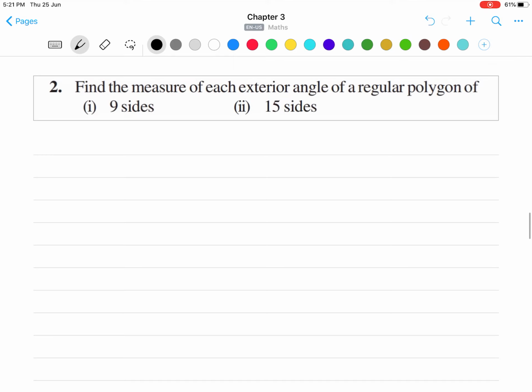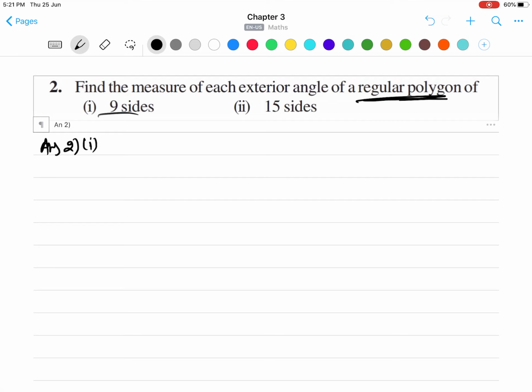Now come to question number 2. We have to find the measure of each exterior angle of the regular polygon. It is now given as a regular polygon. The first one is with 9 sides. So write as answer number 2 part 1. You have to find the measure of the exterior angle.